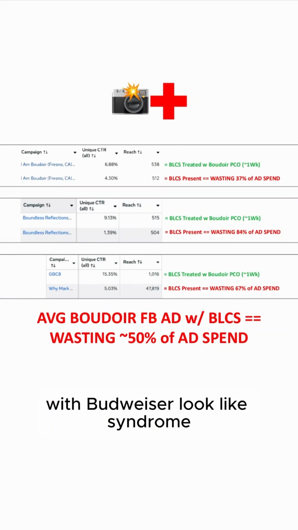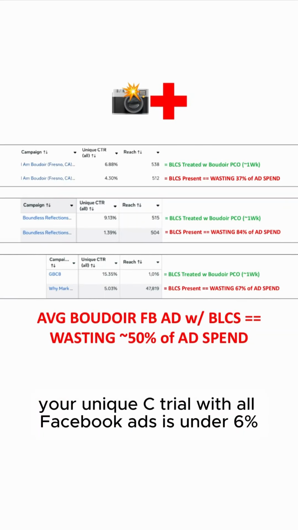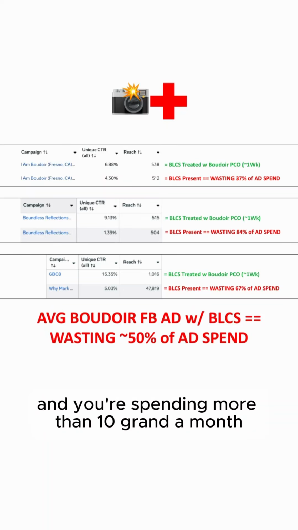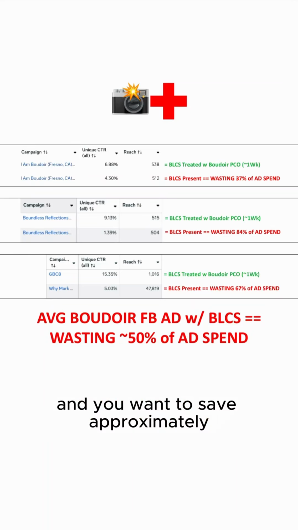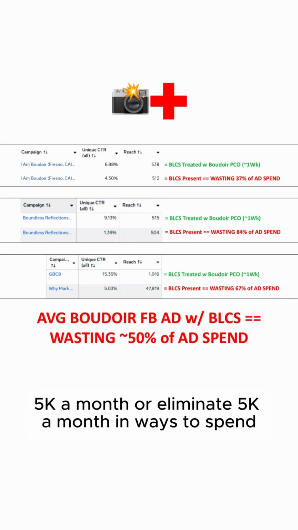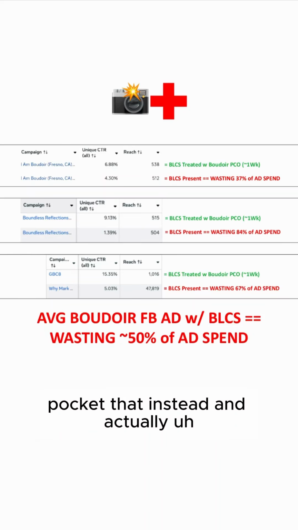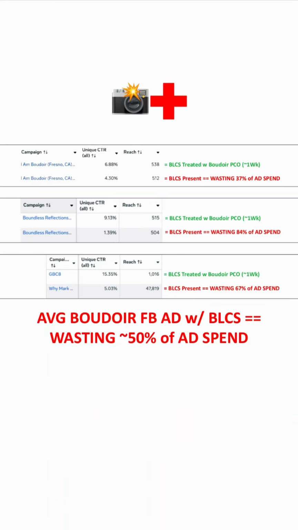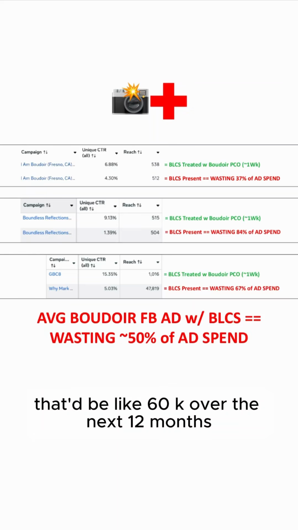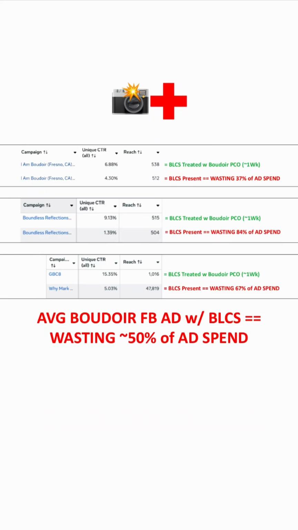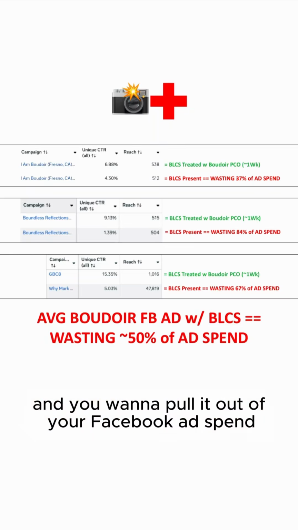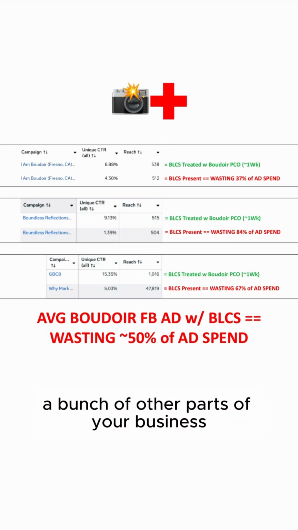All right, so if you're a BLCA with BLCS, so Boudoir low click advertiser with Boudoir low click syndrome, your unique CTR on Boudoir Facebook ads is under 6%, and you're spending more than 10 grand a month on Boudoir Facebook ads, and you want to save approximately 5K a month, or eliminate 5K a month in wasted spend, pocket that instead, and actually keep, on average, that'd be like 60K over the next 12 months. Keep that in your pocket. And you want to pull it out of your Facebook ad spend because you've already optimized a bunch of other parts of your business.